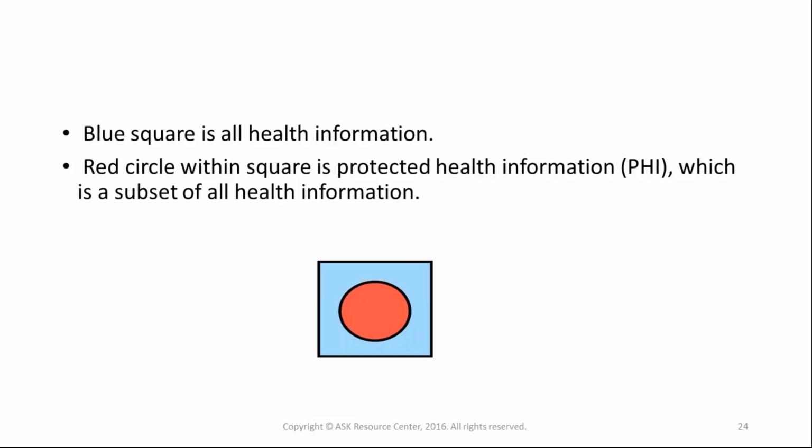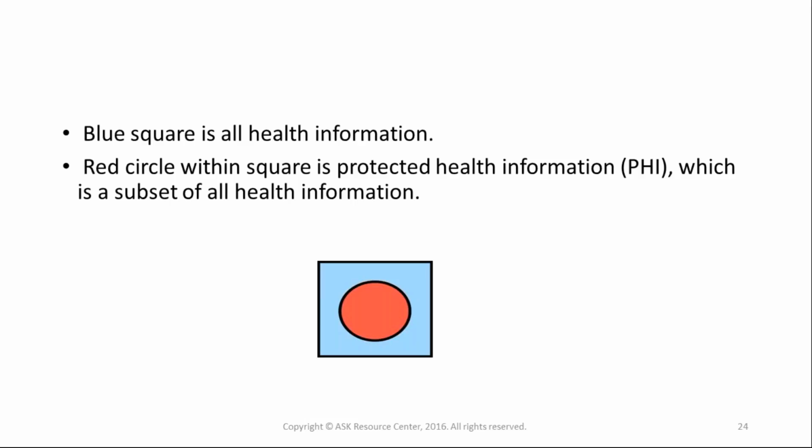Think of it this way. The blue square there is all health information. The red circle within the square is protected health information, PHI, which is the subset of all health information. HIPAA has its prohibitions on this protected health information, the information in the red circle.